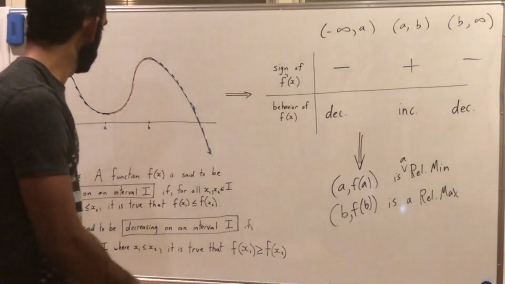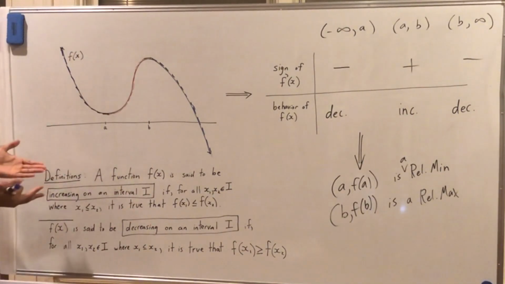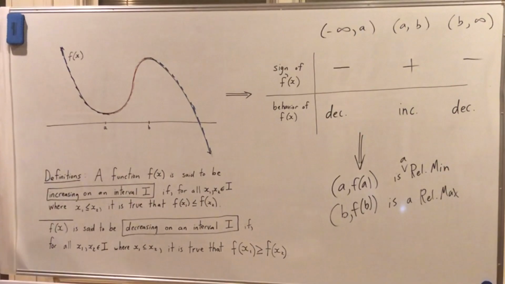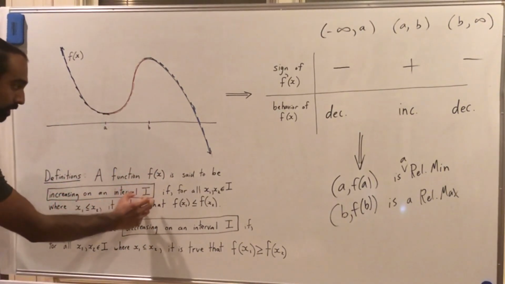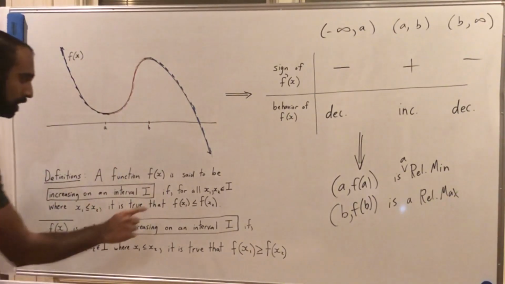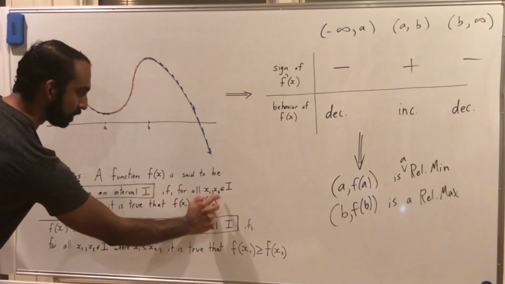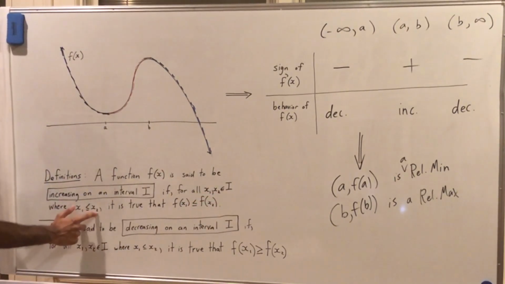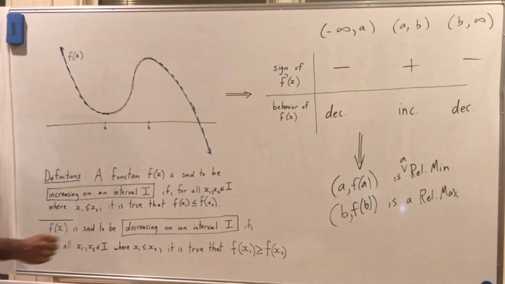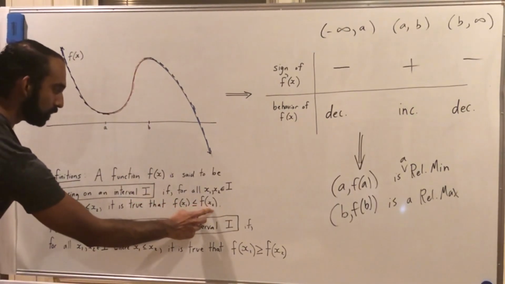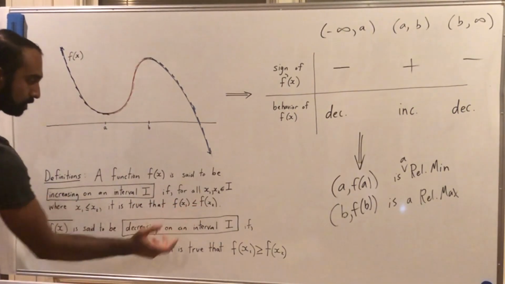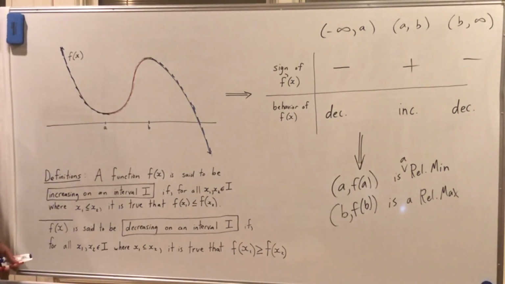Now, before moving on, here's a technical definition of what it means to increase and decrease. A function f, we say it is increasing on an interval I, an x interval I, if for any two points or x coordinates you pick, let's say x1 and x2, as long as x2 is greater than x1, then if f of x2 is greater than f of x1, we say it is increasing.